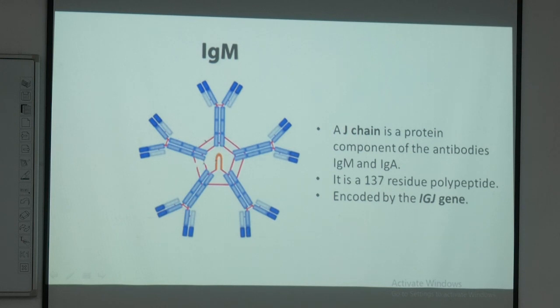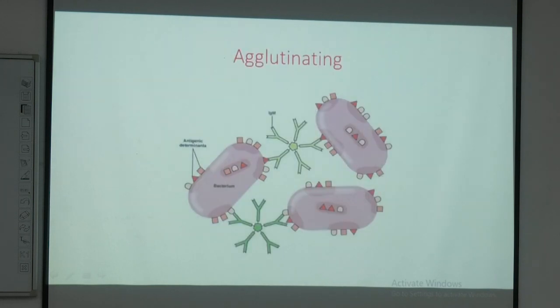So here we can see these are the 5 subunits, and here they are connected with the J chain. As they have multiple antigen binding sites, one IgG can connect with several bacteria, and this property helps in the production of agglutination.